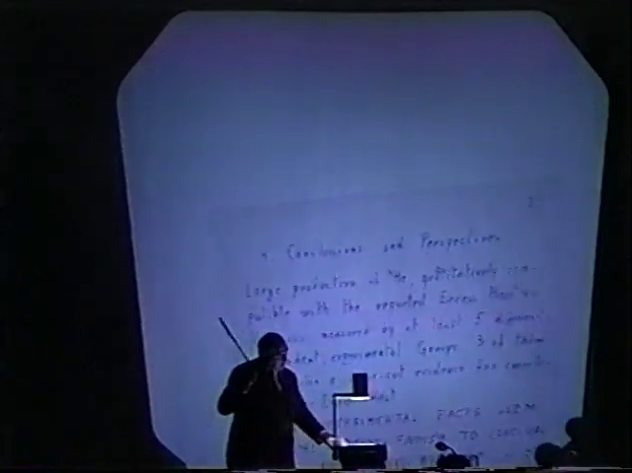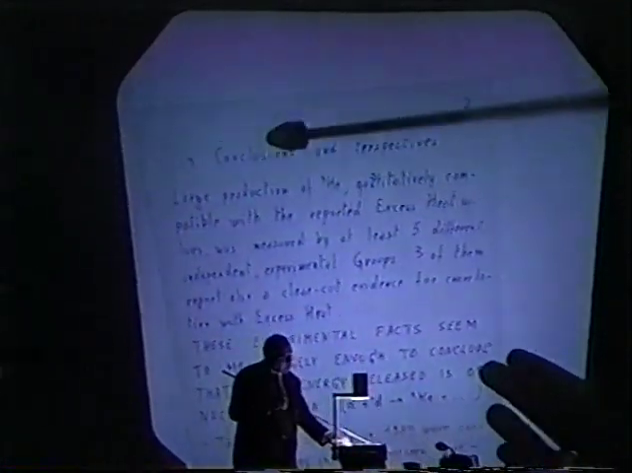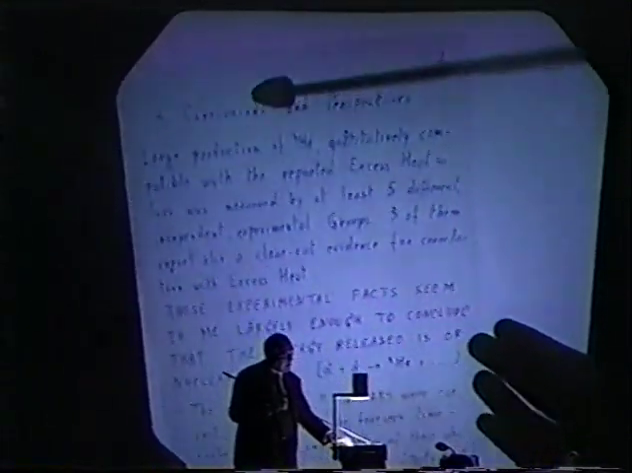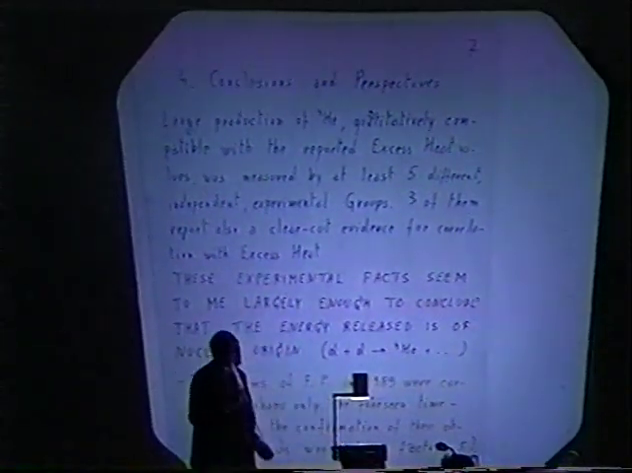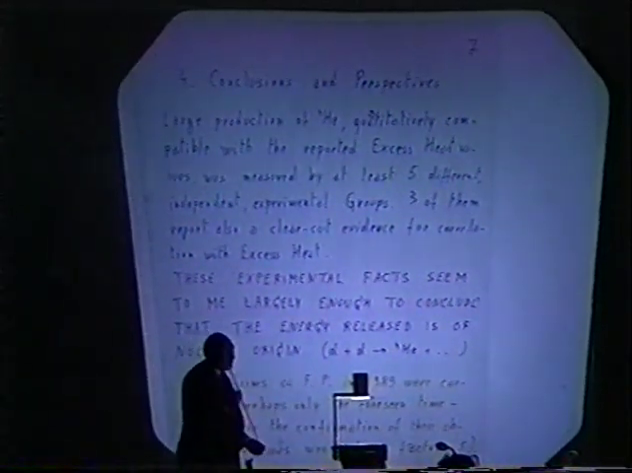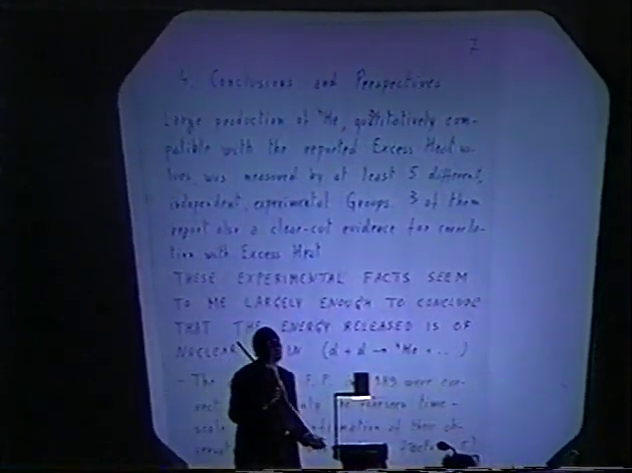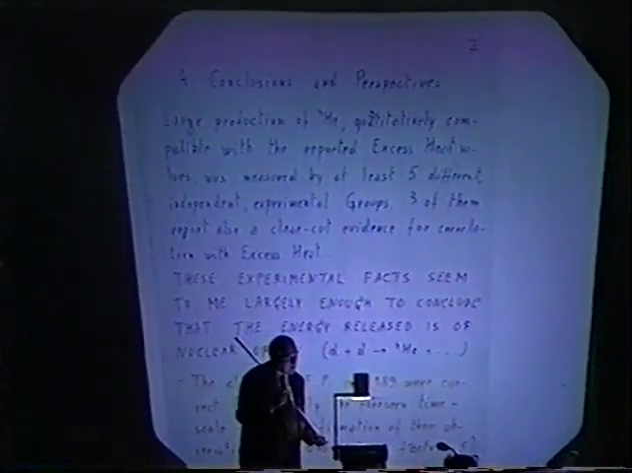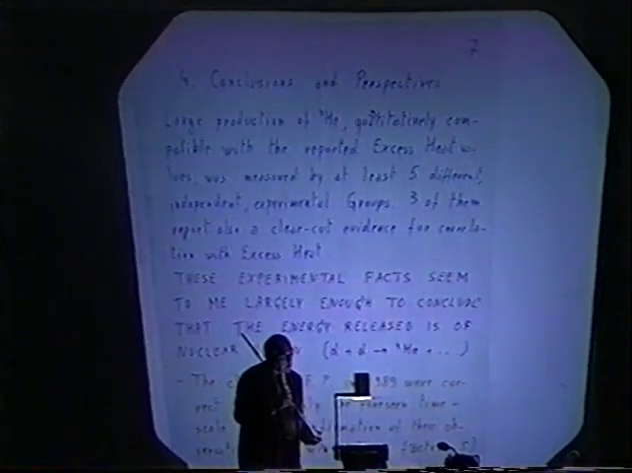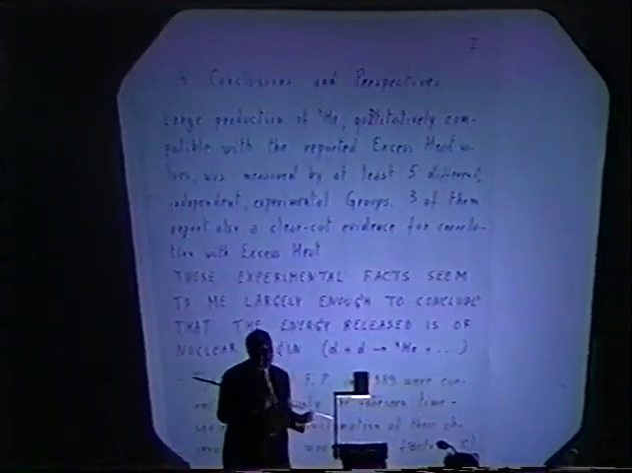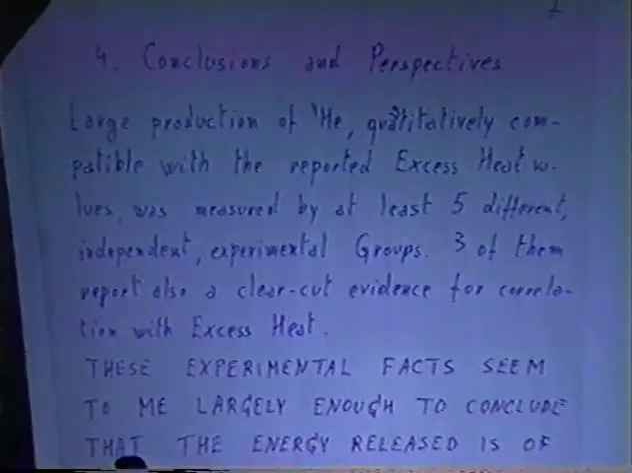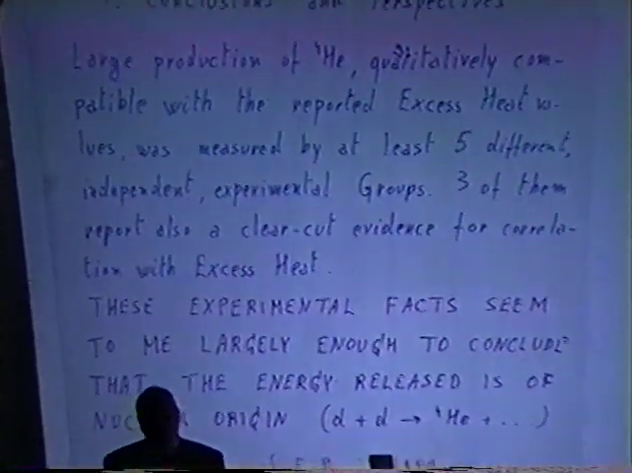The conclusion is that we observed heat largely from 5 experiments. We have the report of a large production of helium-4, quantitatively compatible with the quantity of the excess heat declared by the different experiments. This was done by 5 different experimental groups, and 3 of them reported clear-cut correlation among helium and heat.